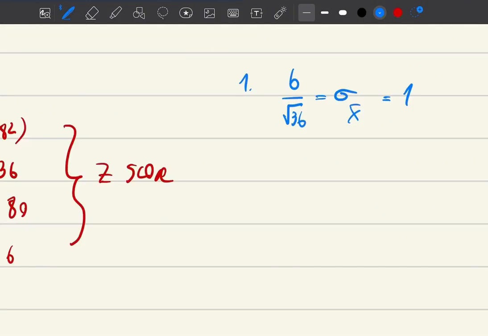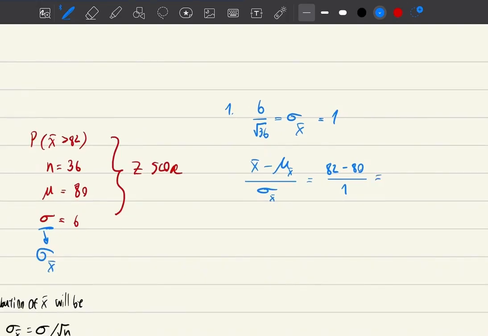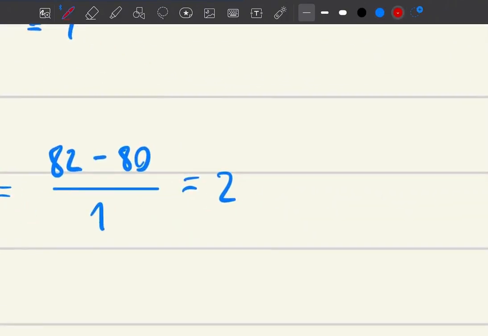And the next step, we can find the z-score by using the formula, which is x bar minus the mean, divided by the standard deviation. So it's going to be 82 minus 80 divided by 1, which is equal to 2. So on the z-score table, 2 is equal to 0.4772.